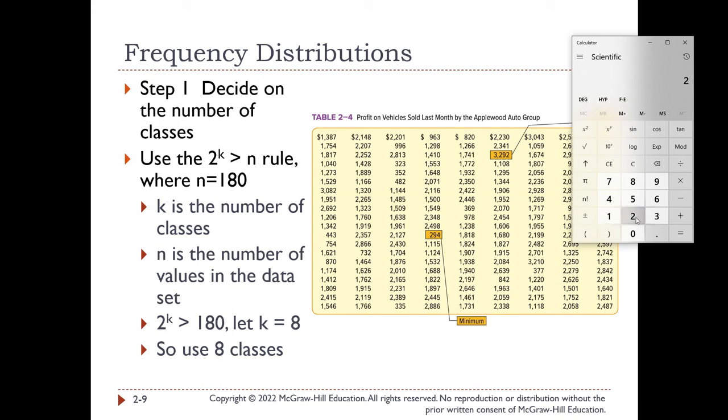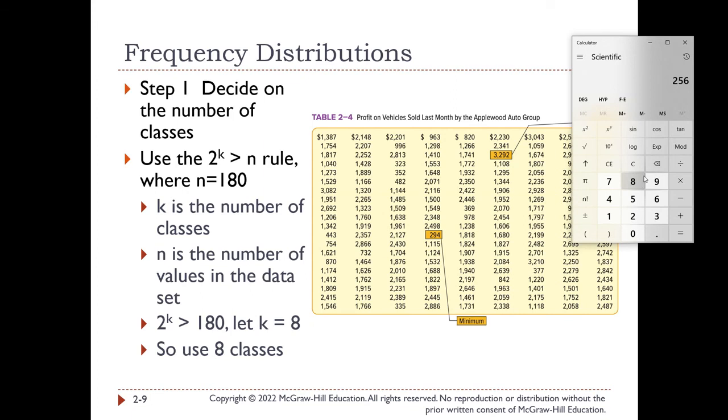So you can literally go to x to the y and then type in any number. So we go 7. We know we're at 128. That's not over 180. You want to pretty much go in order.